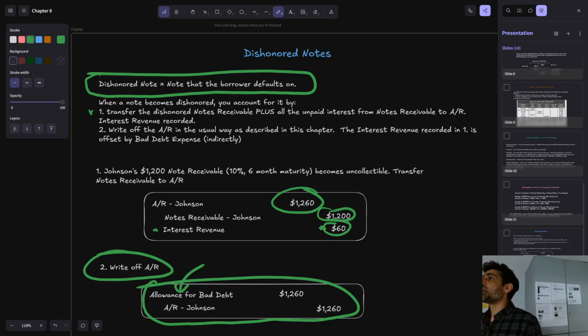And I think it's good for you to think about how, though you're going to show this interest revenue, it's going to get offset by a different adjusting entry for the bad debt expense. It does net it out. You will correctly take the expense. It's not actually going to increase your net income.